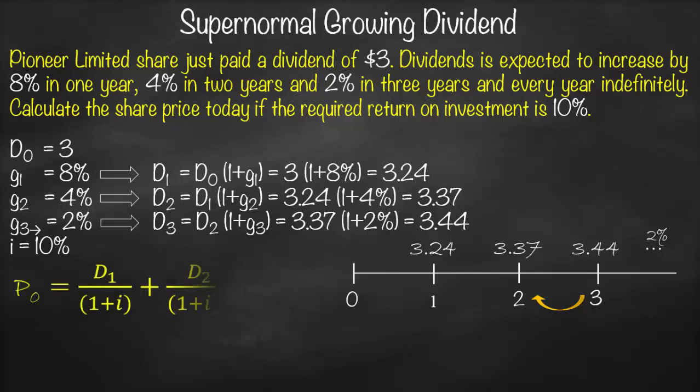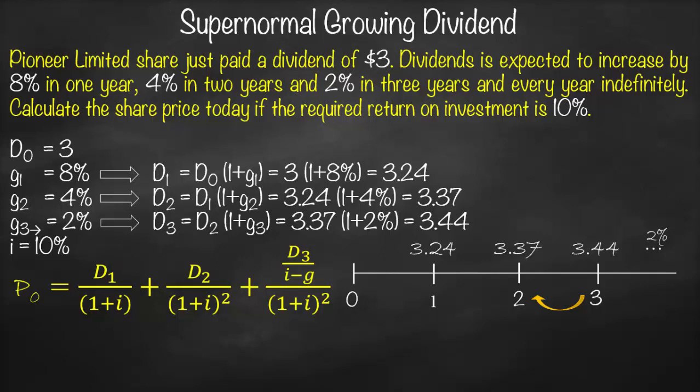So the formula is: the price today is equal to the present value of the single cash flow of the dividend in year 1, which is D1 divided by open bracket 1 plus I close bracket, plus the present value of the single cash flow of the dividend in year 2, so it will be D2 divided by open bracket 1 plus I close bracket to the power 2, plus we need to use the growing perpetuity formula, which is D3 divided by I minus G, all of this divided by 1 plus I to the power 2.